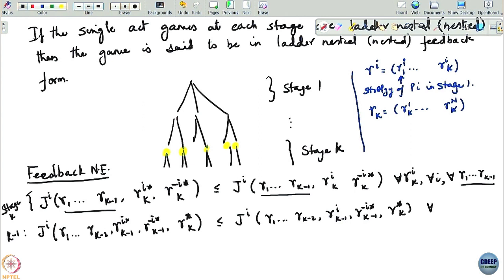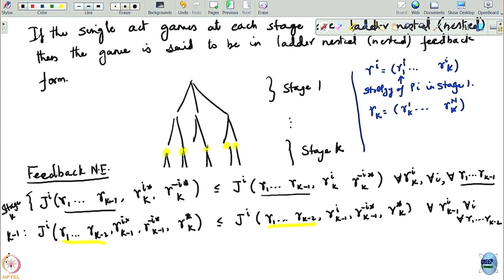So what is the for all now? For all is over gamma I k minus 1, which is his deviation in that stage. It has to be true for every player, so for all I, and it has to be true regardless of what history got you there, right? Regardless of all of this. So for all gamma 1 till gamma k minus 2.